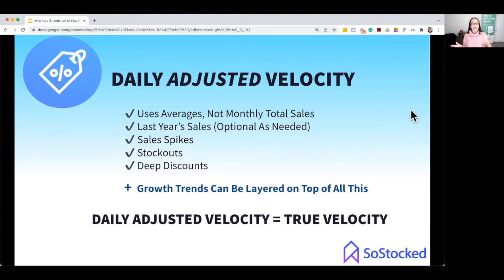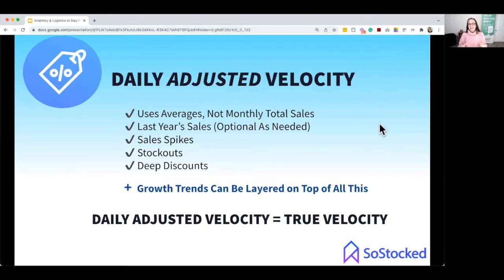So that's how much I'm going to order for next year. That doesn't work when you have anomalies. And those anomalies can show up in the form of sales spikes and in stockouts, and sometimes even in deep discounts. So those are the things that you need to remove from your system.